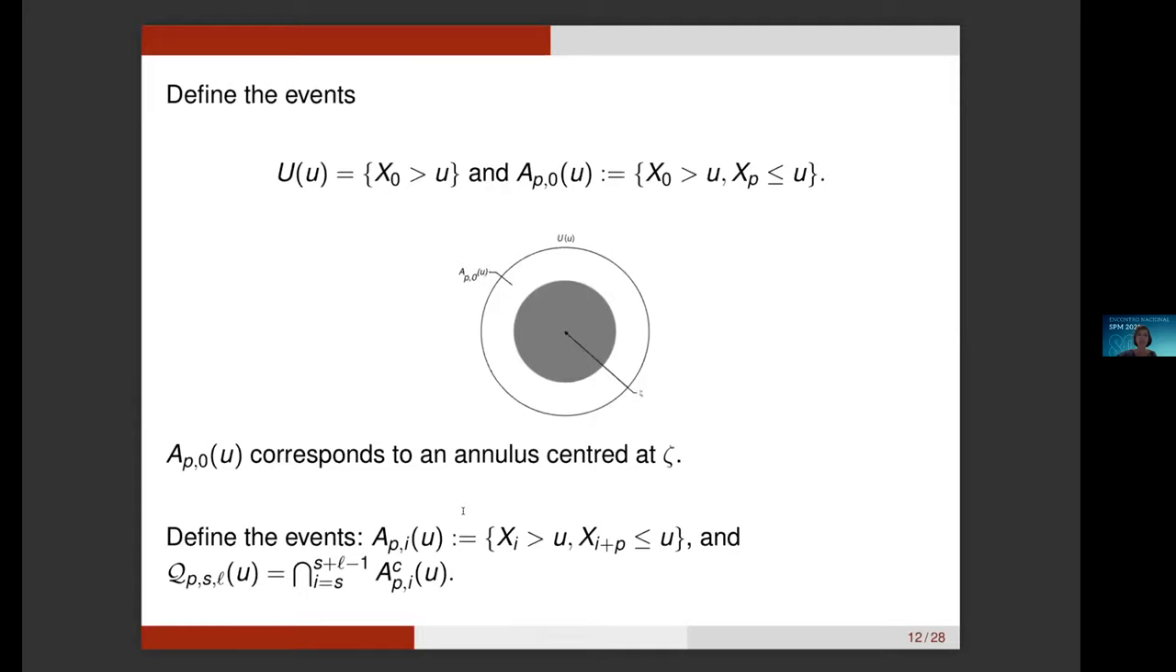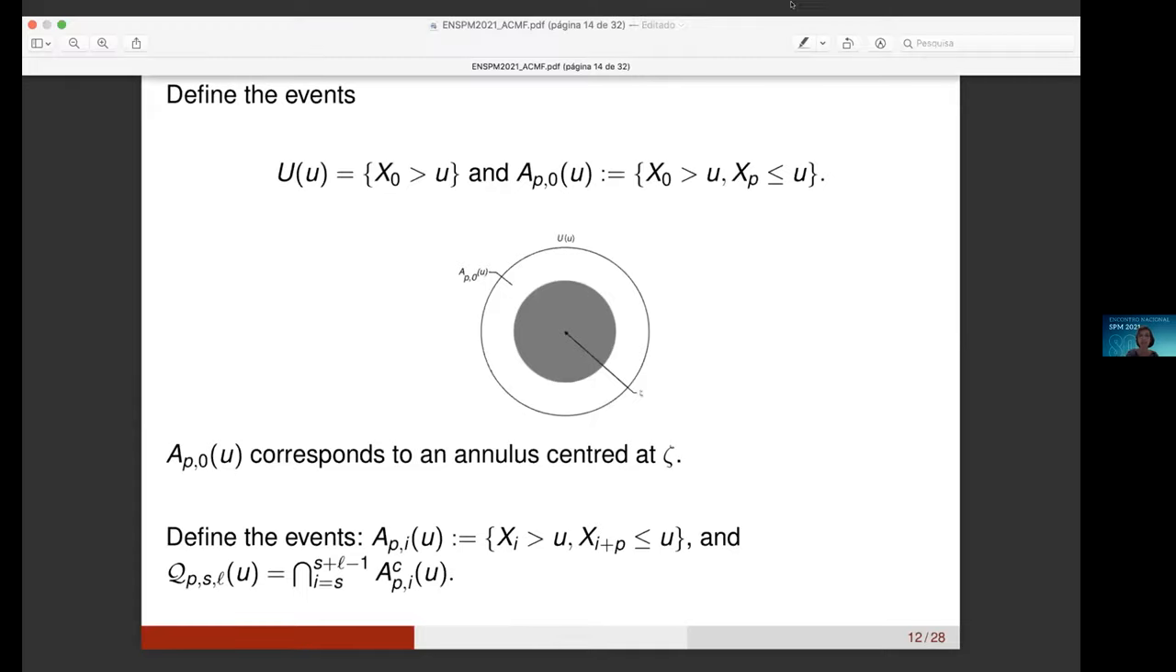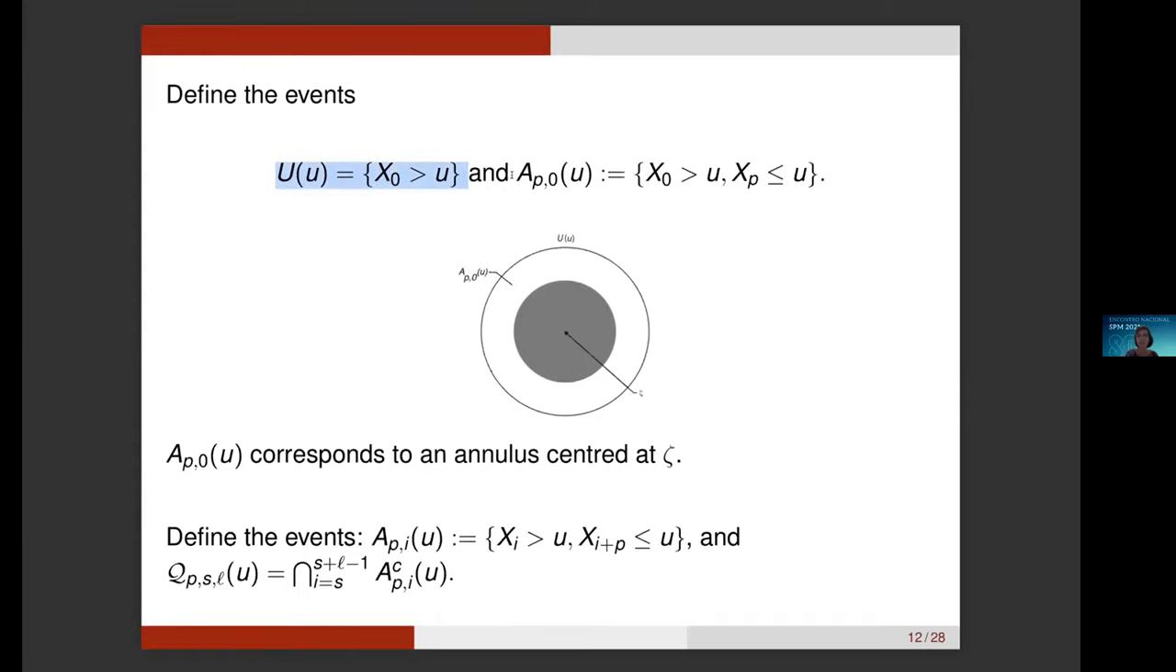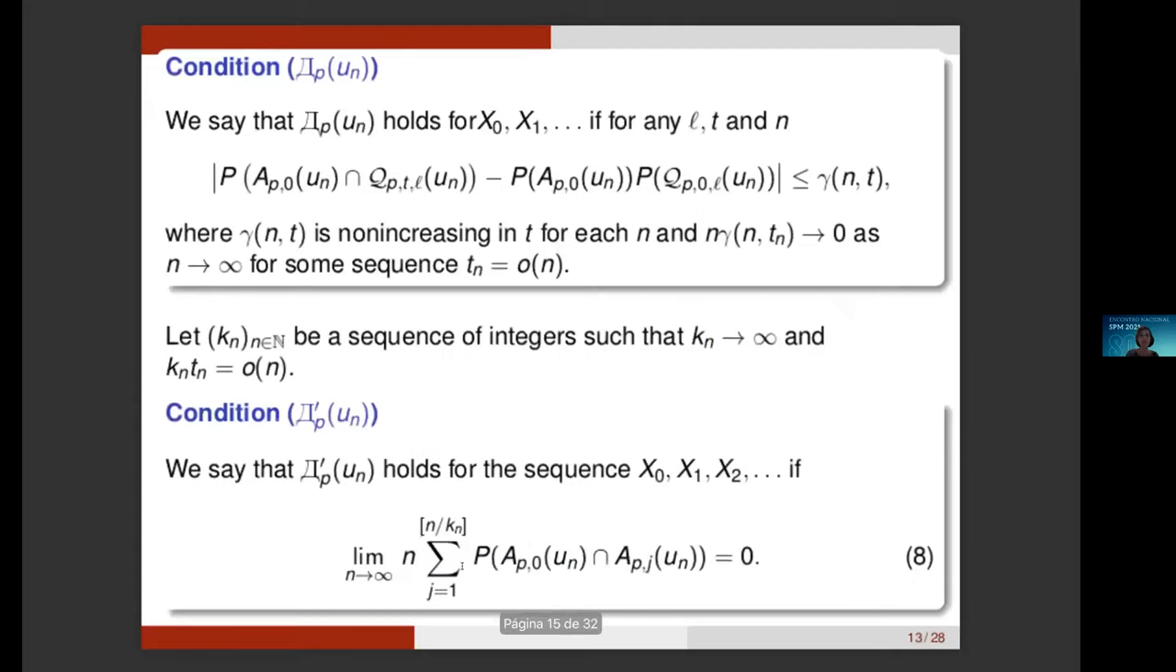Okay, for that we have to define some events. So we start with the initial ball. Here we have the points of the ball that after P iterates do not return to the ball, and this corresponds to this annulus here. And to establish the next result, we have to define some more events: A_P^i of U, which is the points that at iterate i are in the ball, but after P iterates do not return to the ball. And also the events Q_{P,s,l} of U, the points that between iterates s and s plus l minus one are not in the annulus.